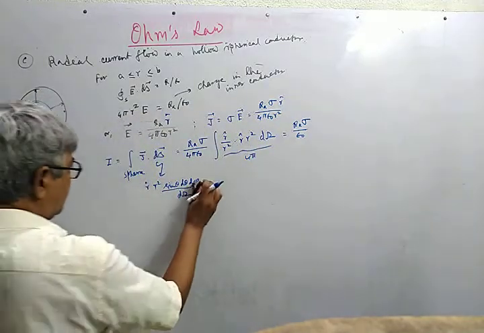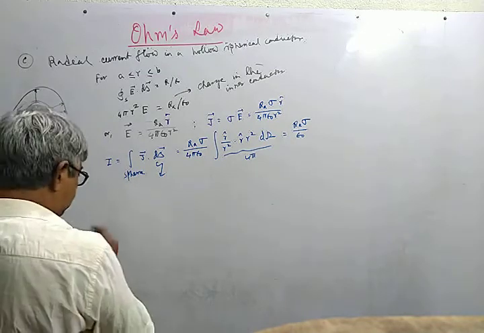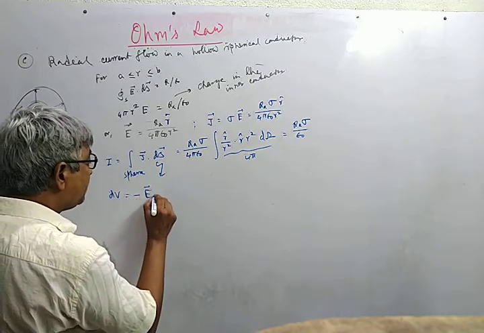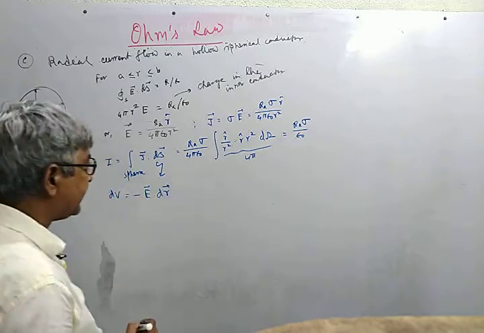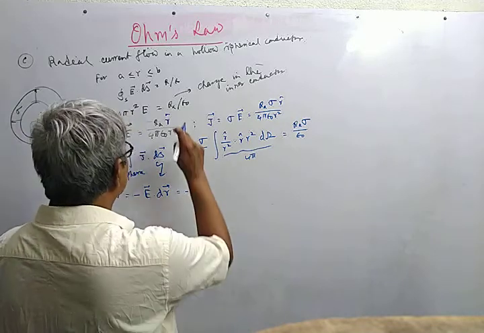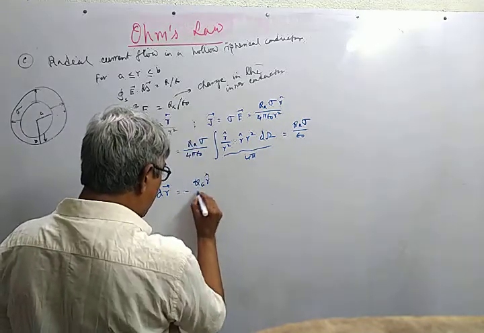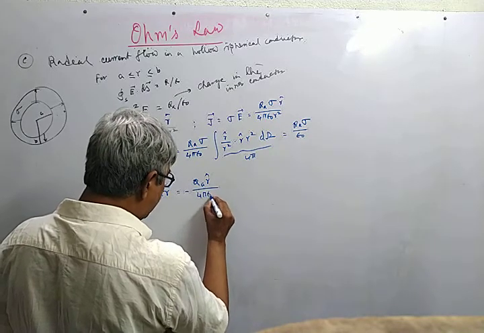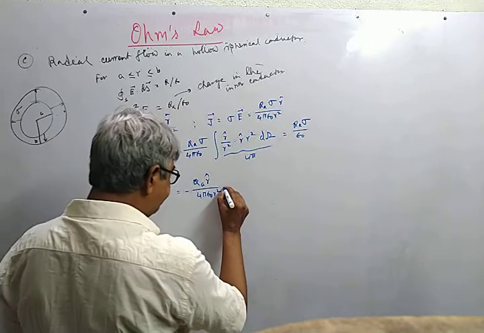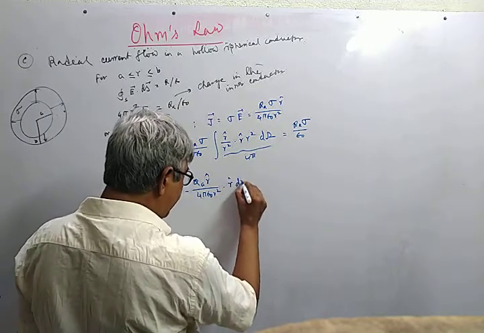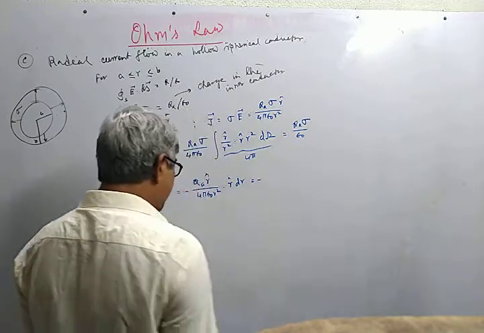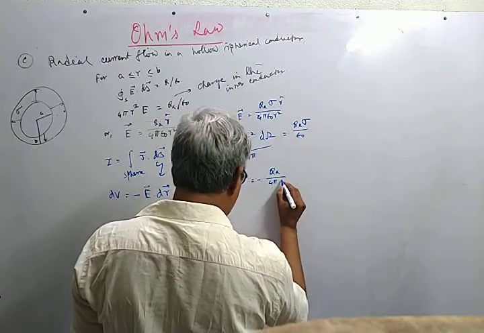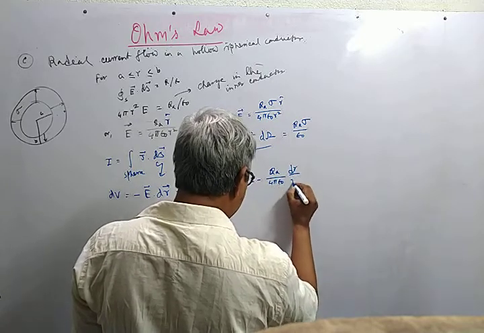This is the current. Now we come to the potential difference. As in the earlier case, potential dV is given by minus E dot dr. Here r is along the radial direction, so for E, this is QA r cap by 4 pi epsilon 0 r square, dot r cap dr. So this is equal to minus QA upon 4 pi epsilon naught, dr upon r square.